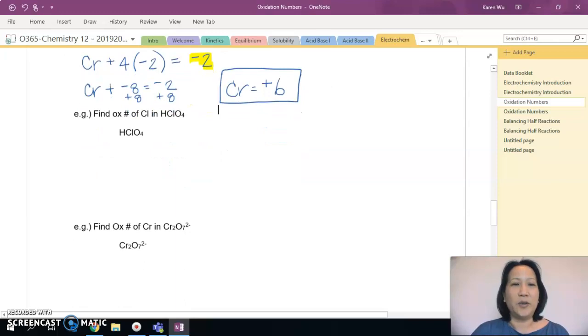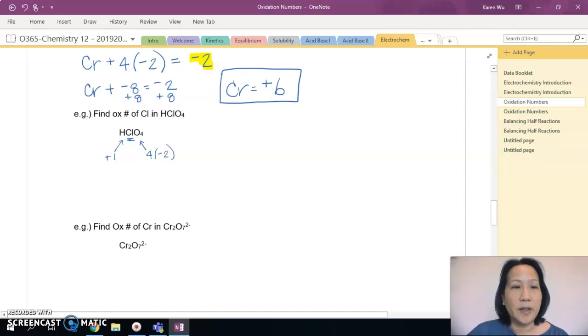Let's continue. Let's see what we have here. HClO4. So here is a molecule. And so let's find just the charge of the chlorine. Okay. Now we know the hydrogen is a +1. Hydrogen is in the front. It's a +1. We have oxygen, 4 of those, and each of those at a -2.